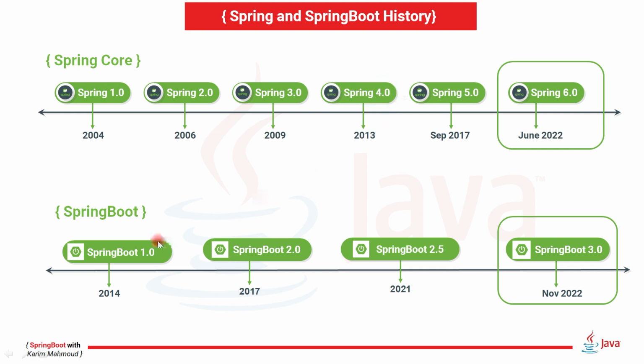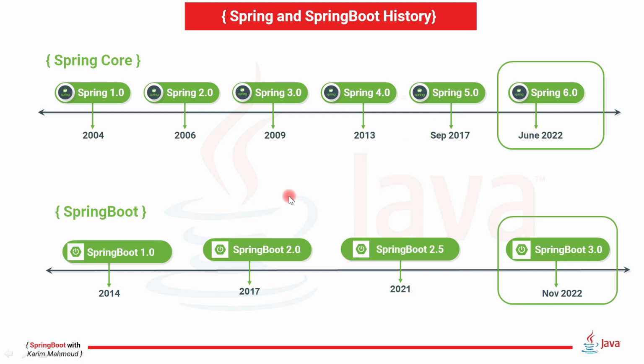After the fourth version, the first Spring Boot version was released in 2014, 1 year after Spring 4 was released. The fifth version of Spring was released in September 2017. Then the second version of Spring Boot, Spring Boot 2, was released, which basically relies on Spring 5.